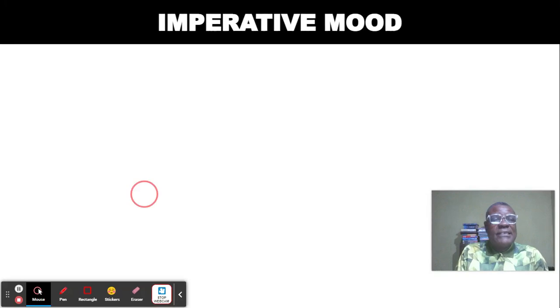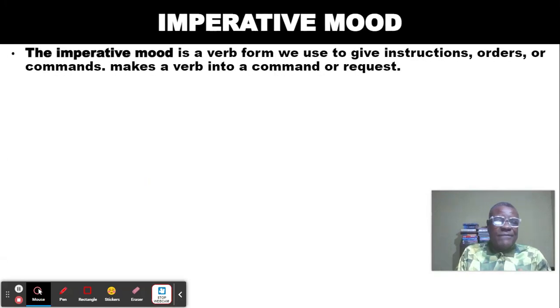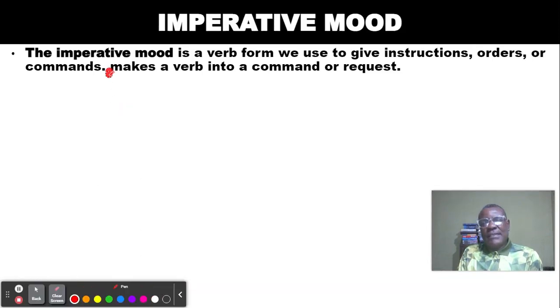Now let's look at the imperative mood. The imperative mood is a verb form we use to give instructions, orders, or commands. When we turn a verb into a command or a request, then of course we are using the imperative mood. There is a kind of omission here. This means that the imperative mood makes a verb, or turns a verb, into a command or request. So that's what the imperative mood does. Okay, just for you to understand.